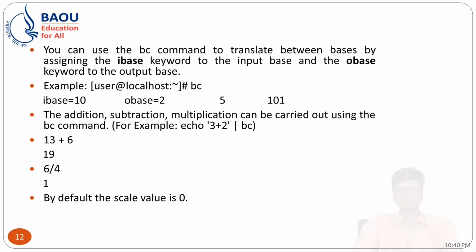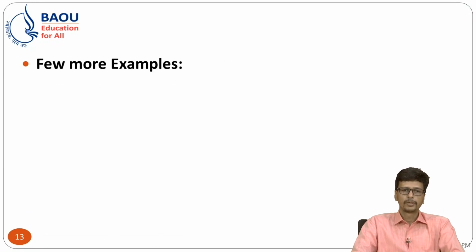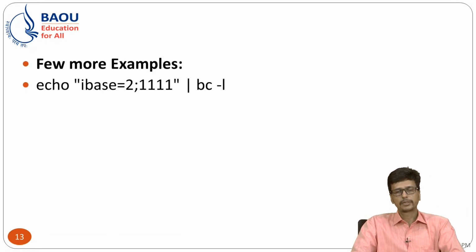Now you can see a few more examples. Echo 3 plus 2, then after that bc, which we have already discussed. By default the scale value is 0. If you want to display the output in the fraction part, in decimal places, you have to mention the value for that scale. Now a few more examples related to this bc command.